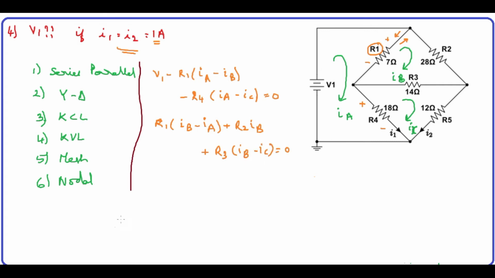For the next part, simply you can start from anywhere. Let me start from R4 only. R4 into (IC minus IA) plus R3 into (IC minus IB) plus R5 into IC equal to 0.